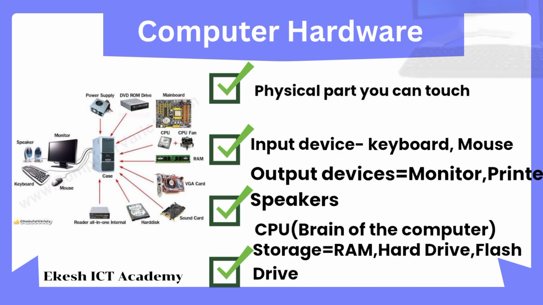Inside the system unit, we have the CPU, which is called the brain of the computer, because it does all the thinking and processing. We also have memory like RAM and hard drives, which help the computer store and recall information. Without hardware, you cannot touch or see the computer.